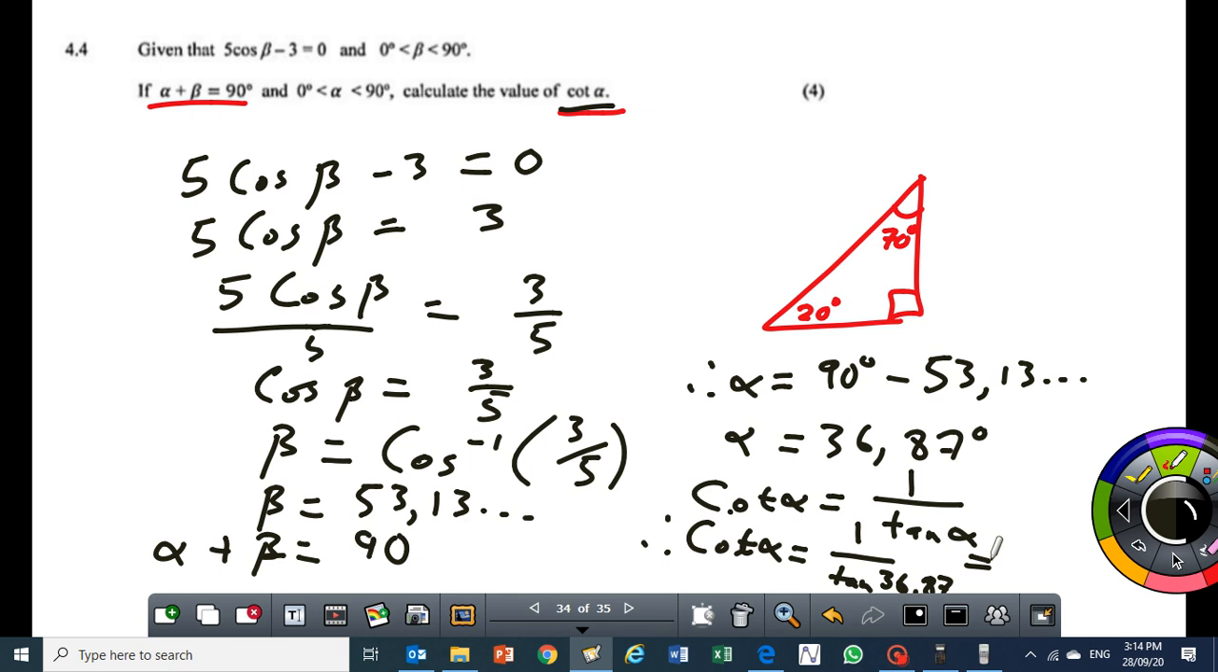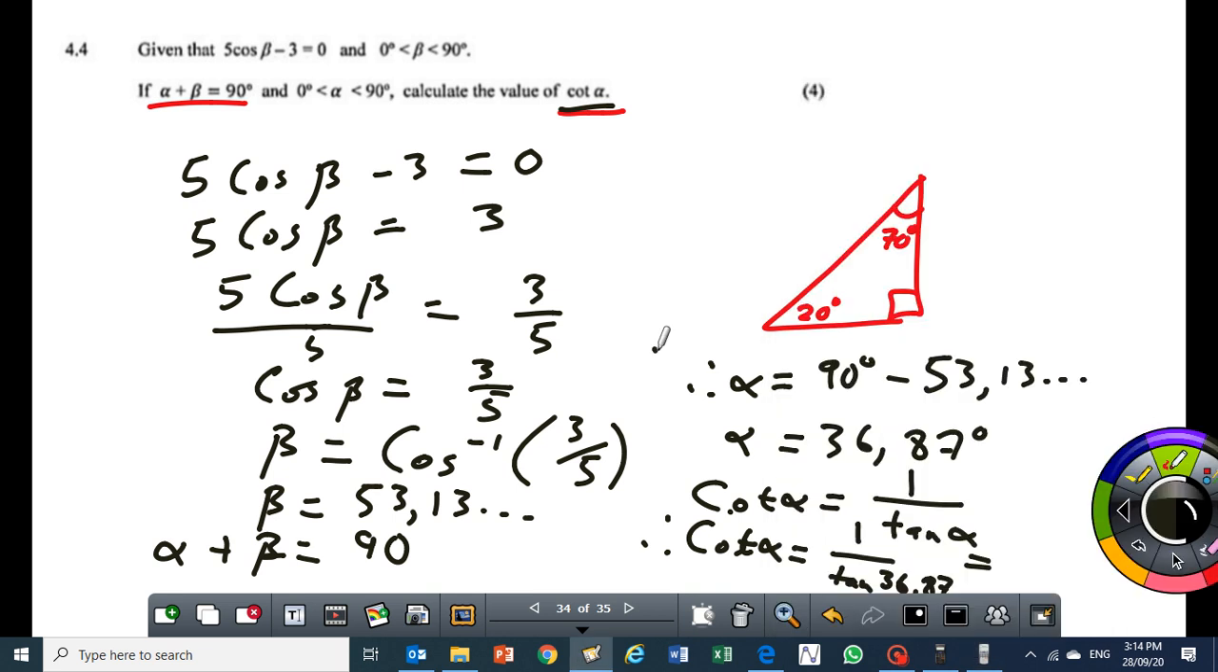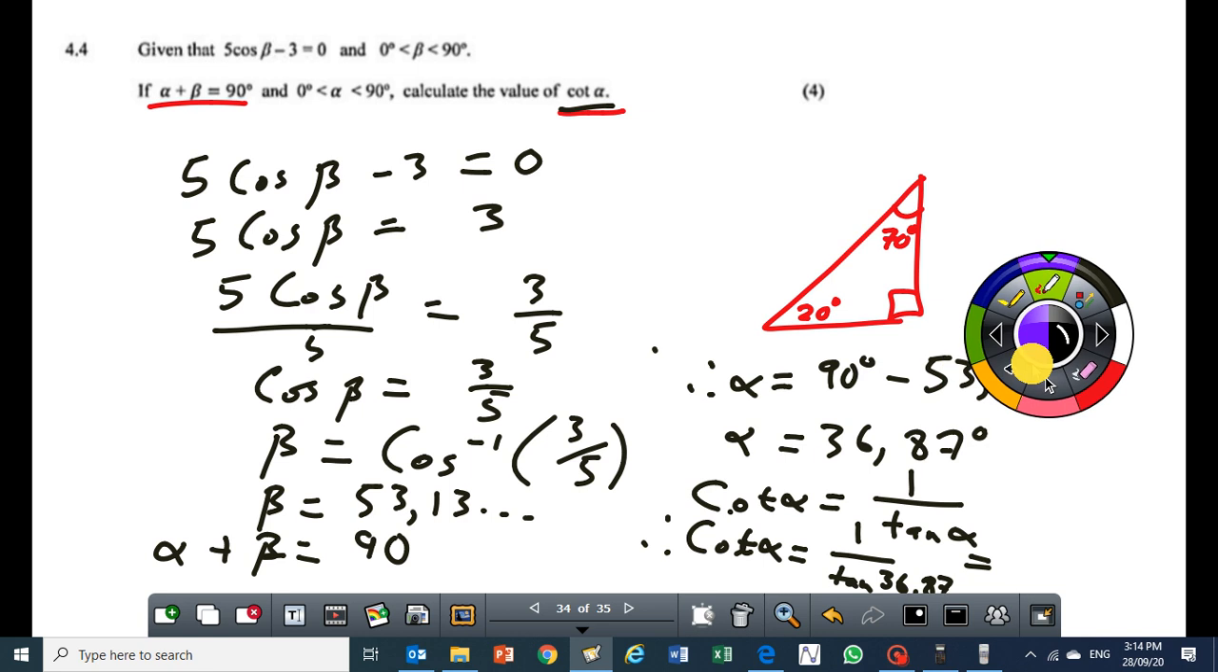That is 1 over tan 36,87. So I'll clear that, bring in my fraction option, that's 1, then tan 36,87. Then I'll close my bracket. So my answer is going to be 1,33. So my final answer, let me use a different color here, is going to be 1,33, two decimal places.